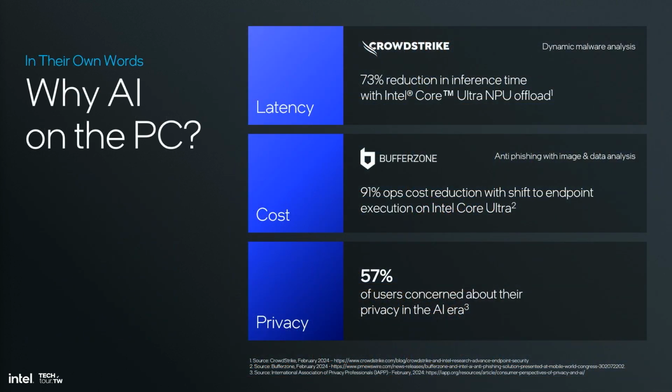So why a PC? Some people are saying AI is a cloud thing, it's not a PC thing. You could not be more wrong, actually. AI on a PC is important because of primarily three things. You can get lower latency on a PC because the inference is happening on a hardware accelerated platform, local. One example is CrowdStrike, which is a dynamic malware detection tool. It is running 73% faster now using NPU accelerated inference on the client PC. Another example is BufferZone, which is an anti-phishing package, which is now moved from the cloud to the client, reducing expenses by 91%. So that's kind of important.